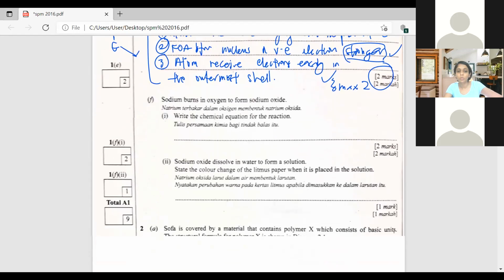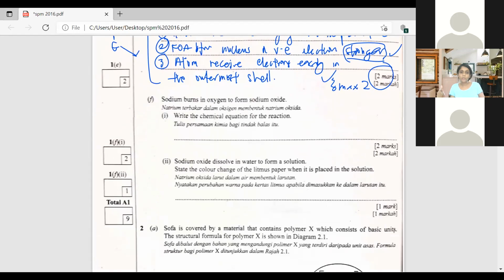Okay, let's go on to F. Sodium burns in oxygen to form sodium oxide. Who would like to try the equation for me? Then later we balance together. 2 marks. I will show you how you get your 2 marks also. How do I get this equation? Y'all are very good. You look at it one time and y'all are answering. Excellent.